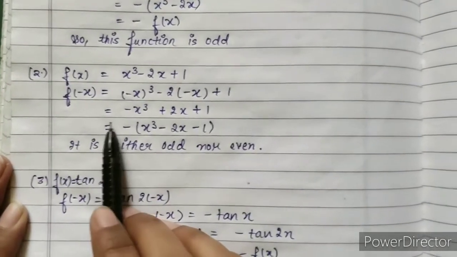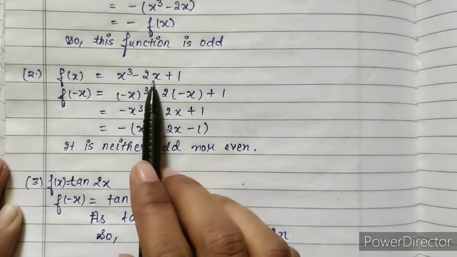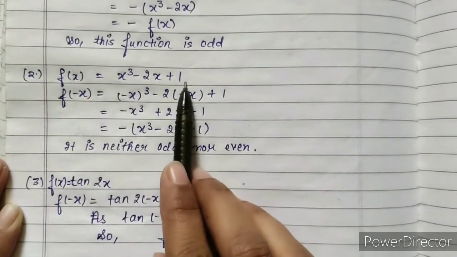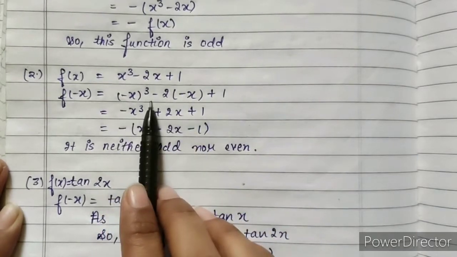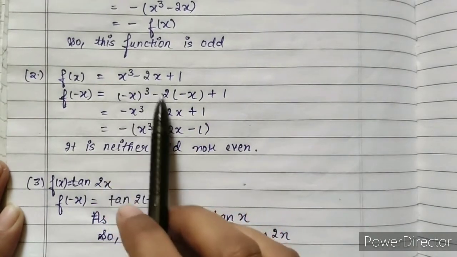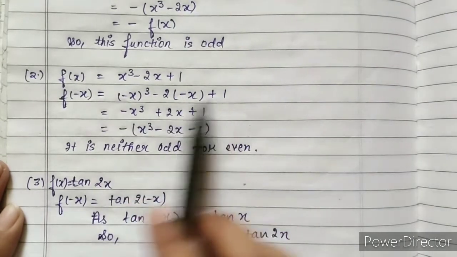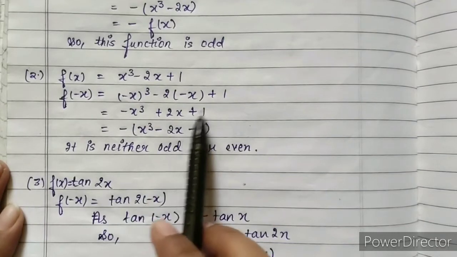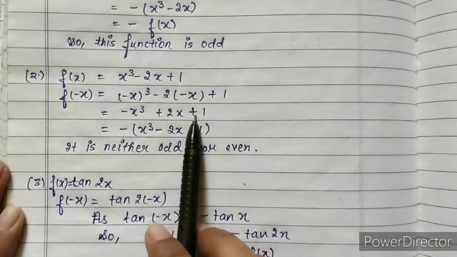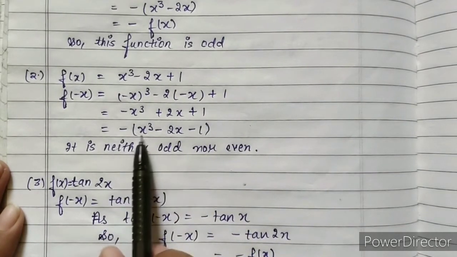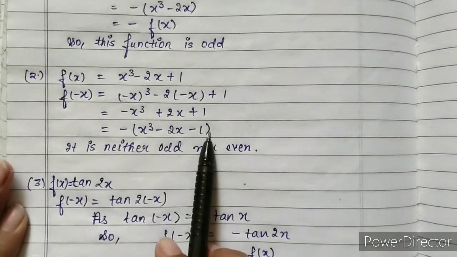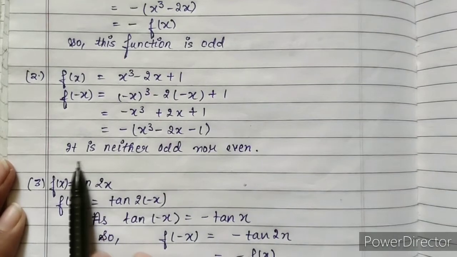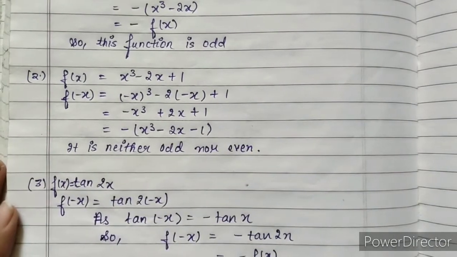Next example is f(x) is equal to x cube minus 2x plus 1. We have substituted the value -x. In the function, all the x will be replaced by -x: (-x) cube minus 2(-x) plus 1. It will be -x cube, negative negative will be positive 2x plus 1. From this equation, if we take negative as common, then it will be -(x cube minus 2x minus 1), and it is not equal to f(x), neither is it equal to -f(x). So it is neither odd nor even.